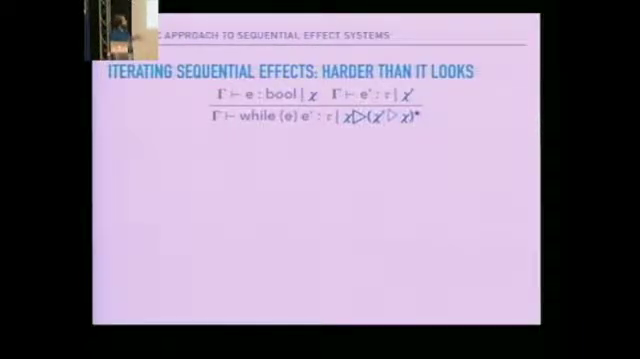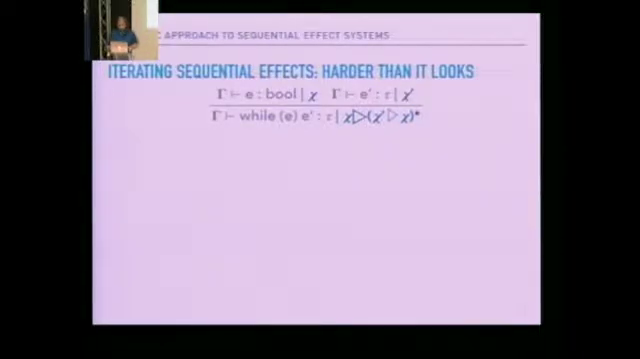And this is important because if we want to talk about while loops, we need something that expresses this. So this is usually written with this star operator here. And so if you want to type a while loop, the effect of the loop is the effect of the condition followed by 0 or more repetitions of the body followed by the condition again.